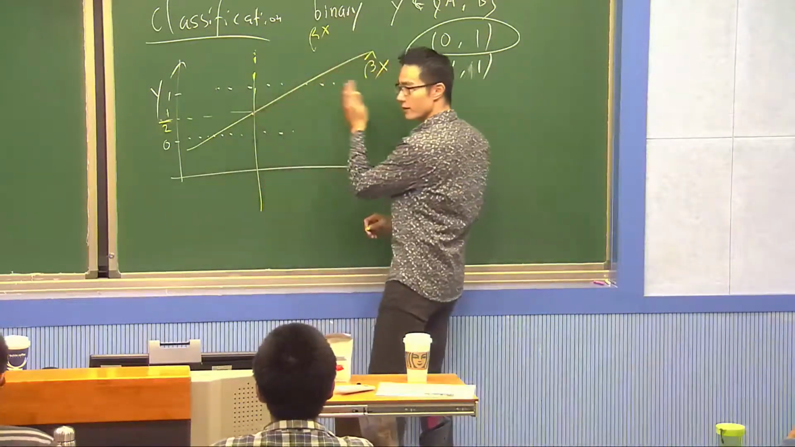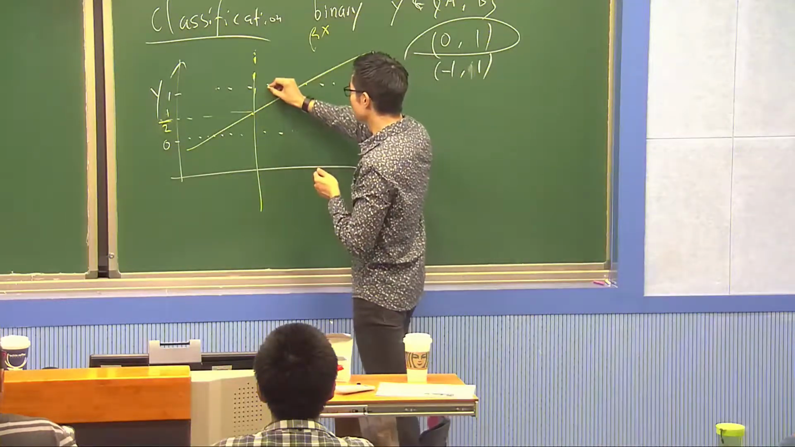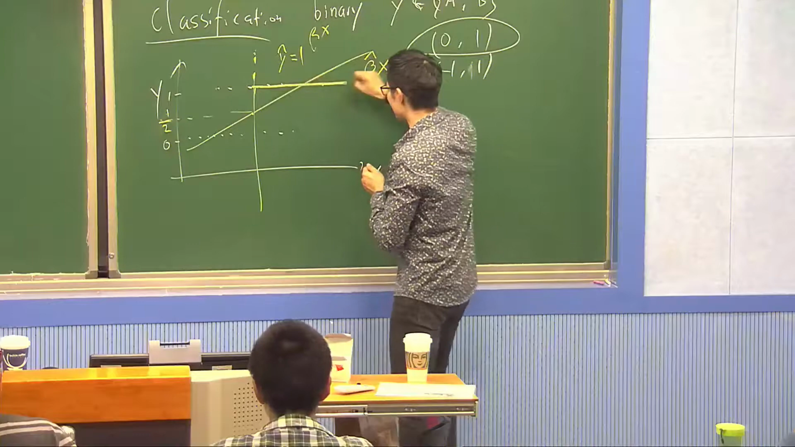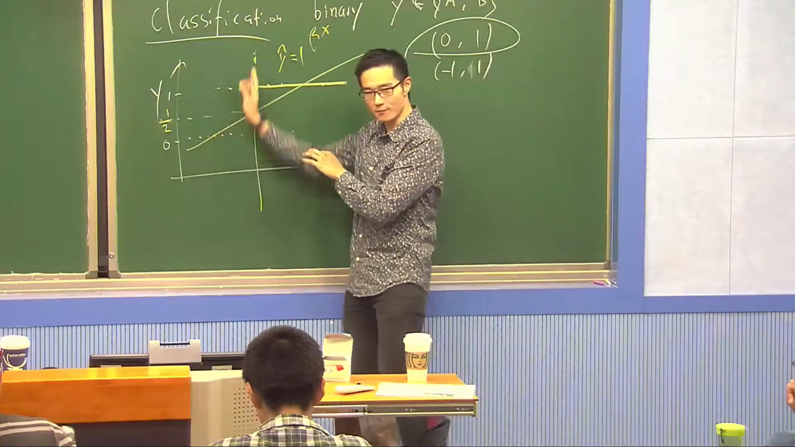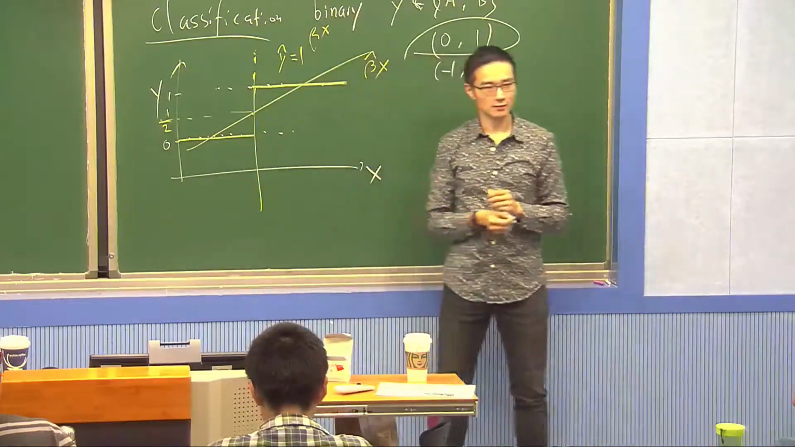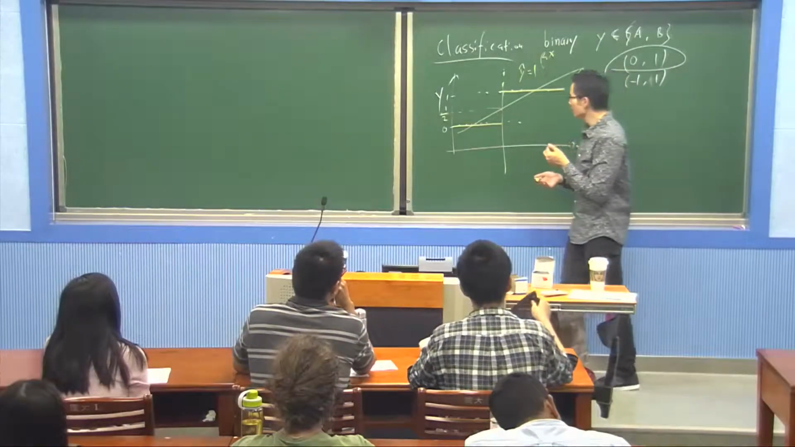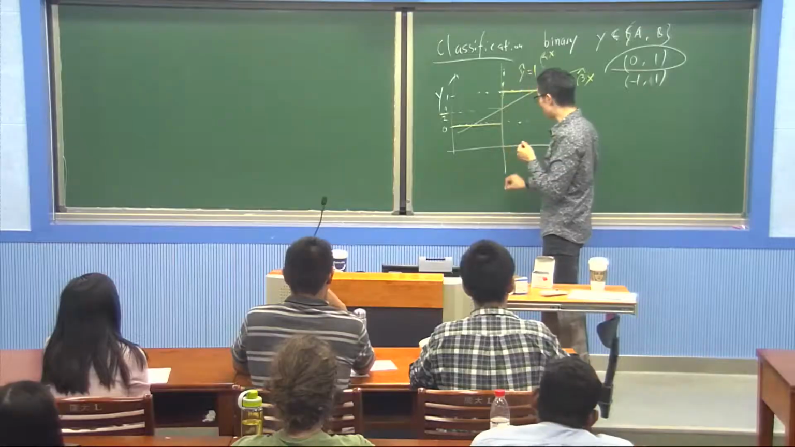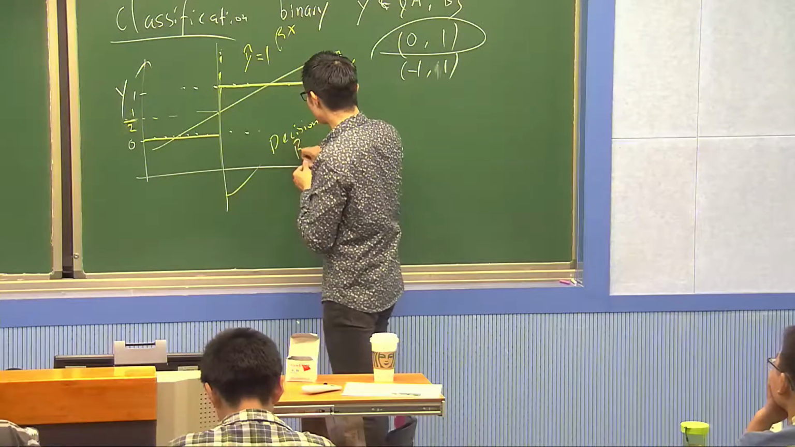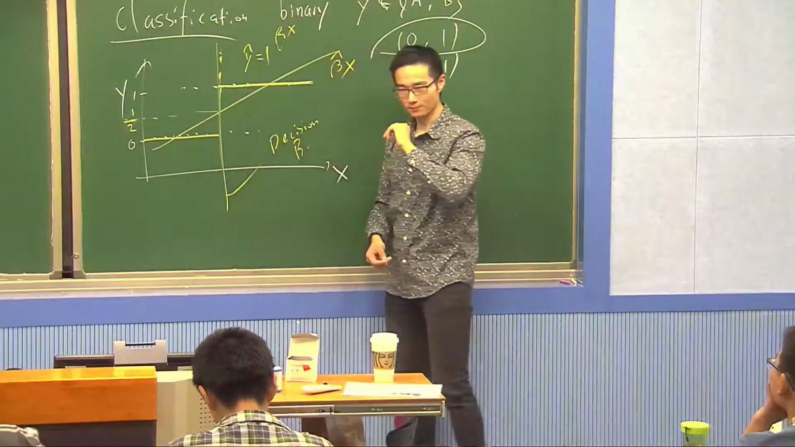So here, if x is above this line, which is larger than 1/2, I'm going to declare my y hat equal to 1. So this part is y hat equal to 1. If x is smaller than this straight line, I'm going to declare y hat equal to 0. That's the basic strategy of doing linear regression for the 0, 1 classification problem. This straight line is called the decision boundary. Here equal to 1, here equal to 0.